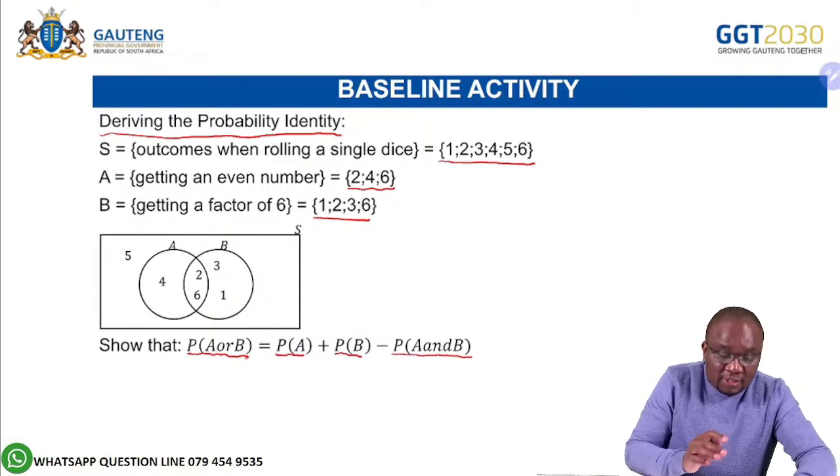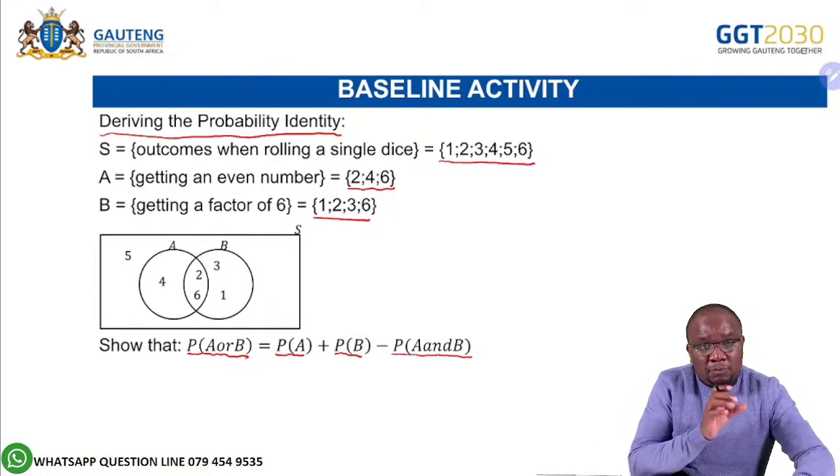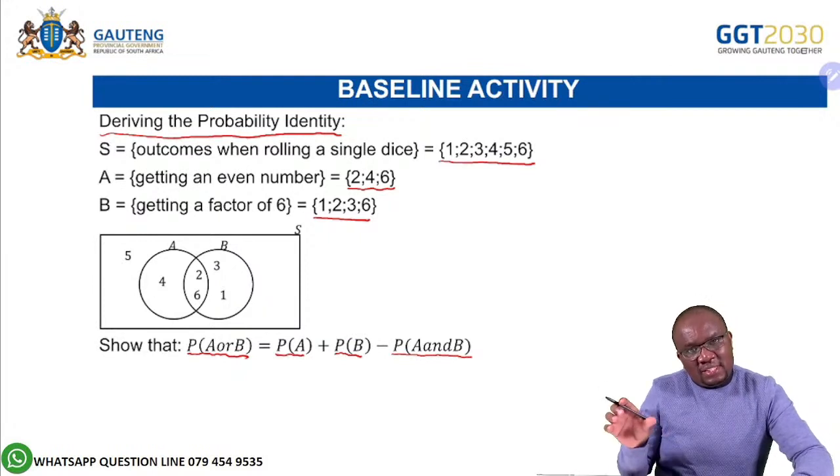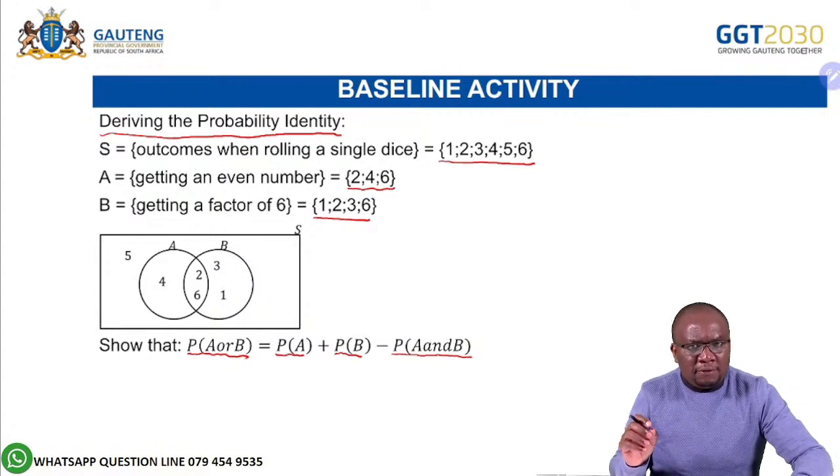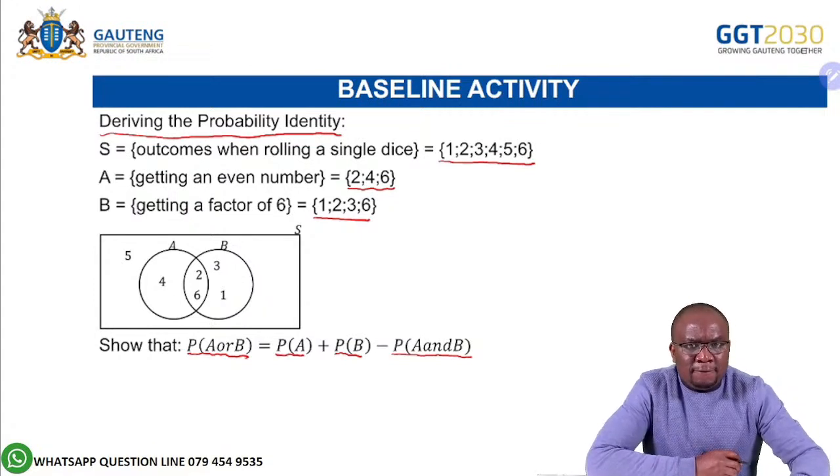Just show that the left-hand side, which is probability of A or B, is equal to the right-hand side, which is probability of A plus probability of B minus probability of A and B. Let's do that for 5 minutes.